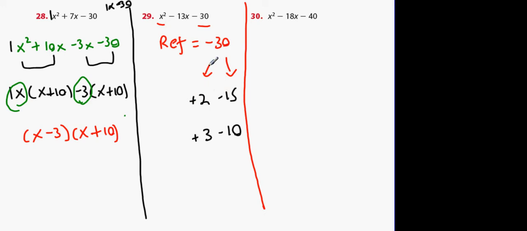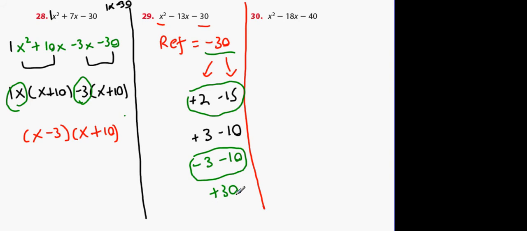So in this case, there's a choice to be made, and you have to know that because the reference number is minus 30, one of the factors has to be a minus number multiplied by a positive number. If you were to use minus 3 and minus 10, when you multiply them out you get plus 30. Our reference number is not plus 30, it's minus 30. Okay?